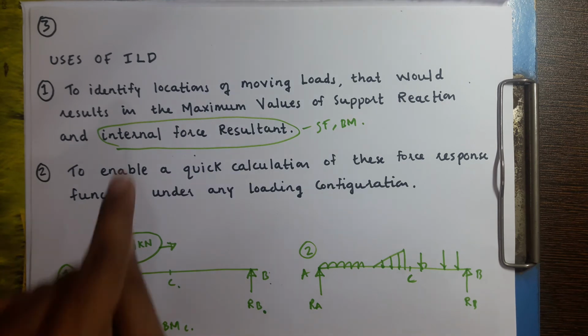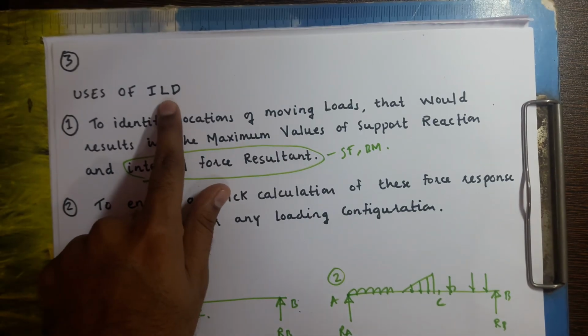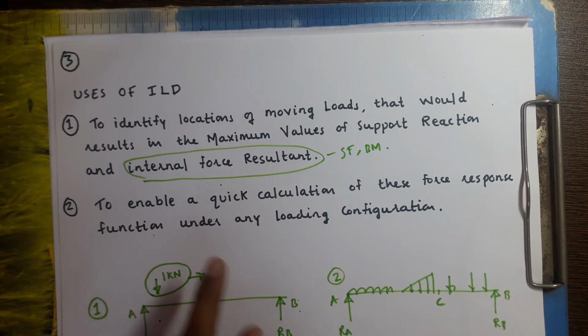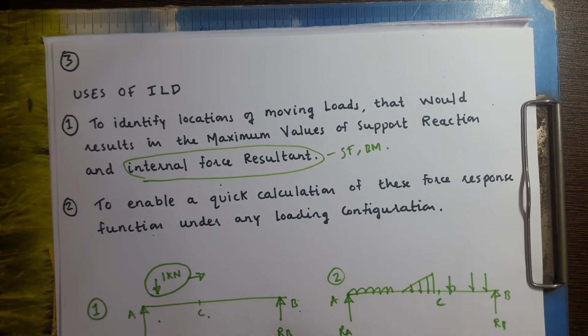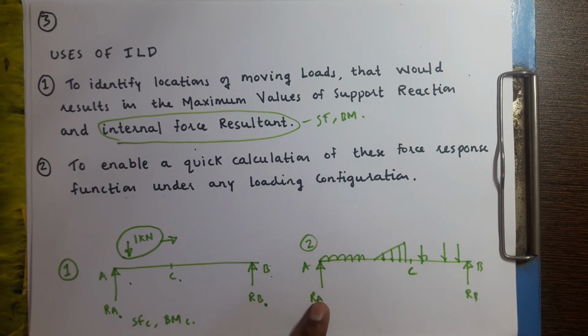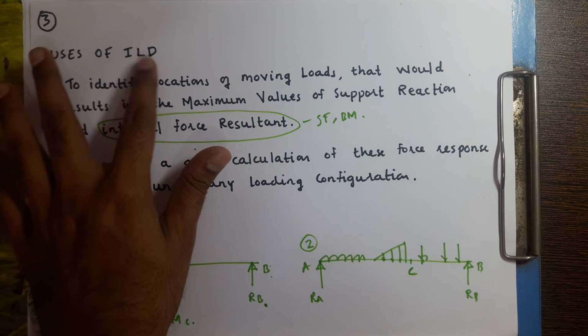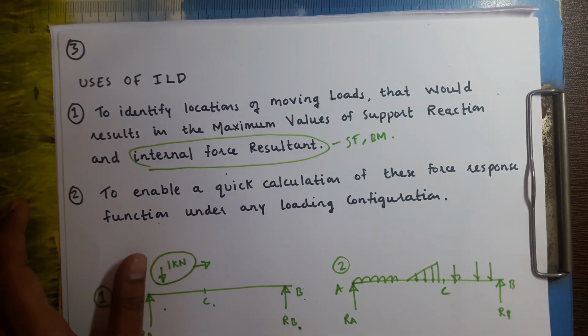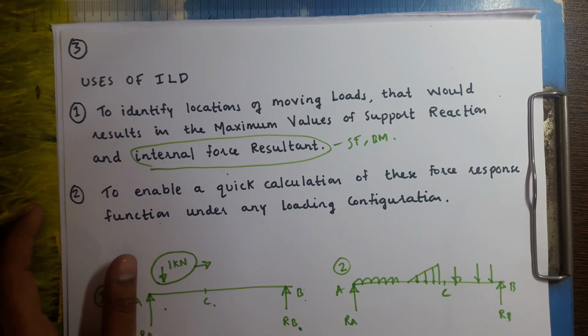But when you have the influence line diagram, ILD, it is a quick calculation. It will enable a quick calculation as compared to the usage of equations of equilibrium. You can easily find RA. When you know the influence line diagram for RA, you can easily find shear force at point C, bending moment at point C, and easily find RB by using the influence line diagram as against the usage of equations of equilibrium.